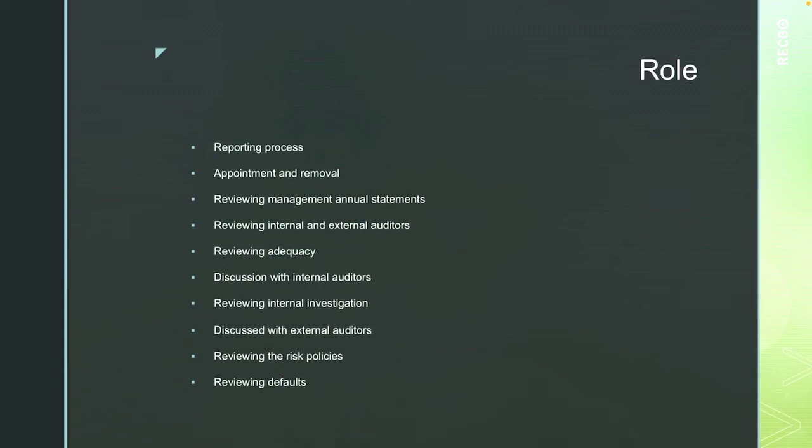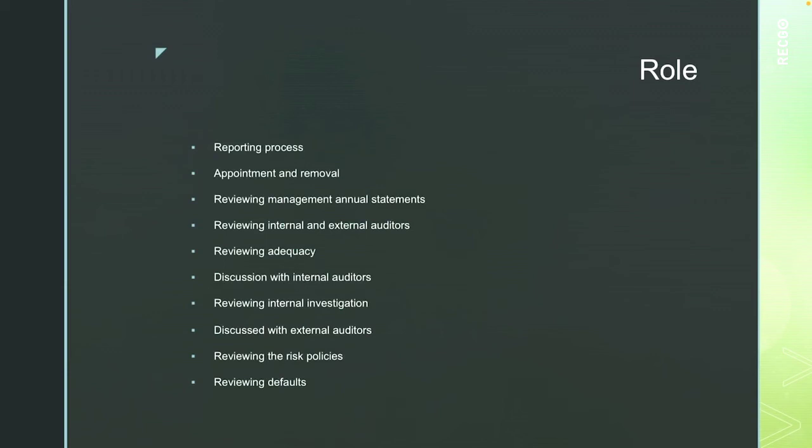Next comes reviewing internal and external auditors. Yes, the audit committee has to review the management, external and internal auditors and the adequacy of the internal control system. Then reviewing the adequacy of the internal audit function. How the internal audit will be conducted by the company should be reviewed, including the structure of the internal audit department, staffing and seniority of the official heading the department, reporting structure, coverage and frequency of internal audit. All these should be reviewed by the audit committee.